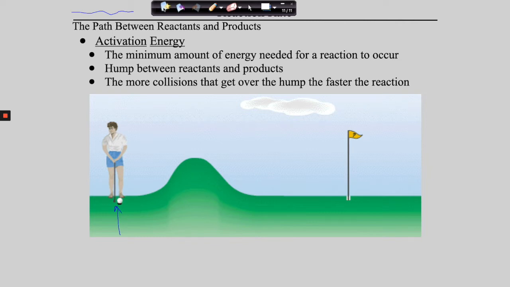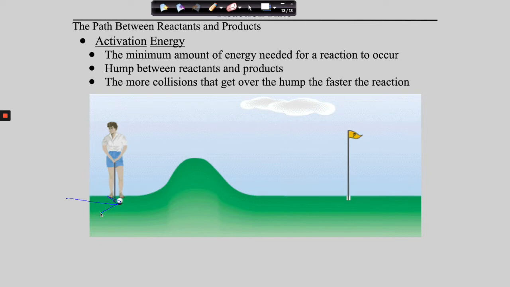So guys, the idea is this. If the club hits the ball, but it doesn't hit the ball hard enough to get over the hump, well, what happens? Well, the ball rolls to right there, and guys, it can't make it over the hump, and so as a result, the ball just rolls right back down to your feet as if no collision had ever taken place. Guys, these are what are called ineffective collisions. They're collisions that don't get over the hump. So what do we need to do to get more collisions over the hump? Well, guys, obviously the answer is this has got to hit with more energy.